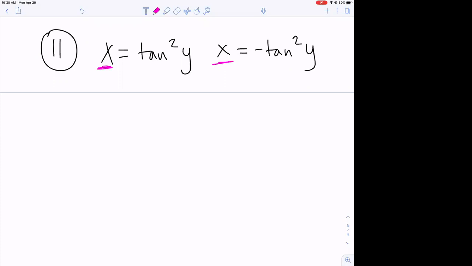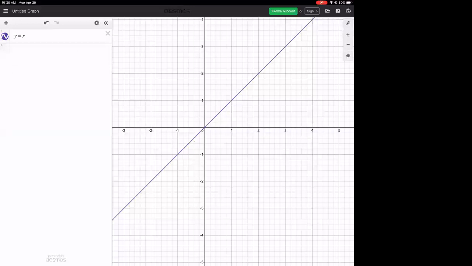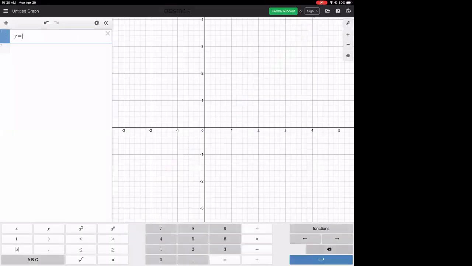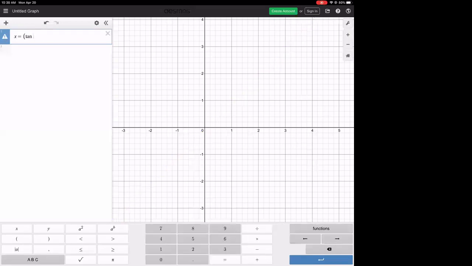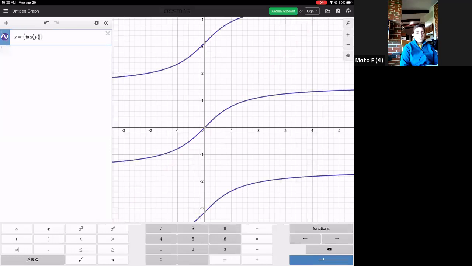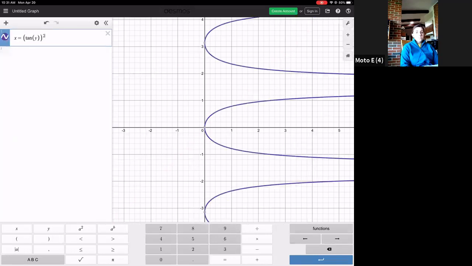That's a difficult thing to take in. My guess is actually that they did, because it wouldn't make sense to go otherwise. But I'm actually curious what these look like. What does it look like for x to equal tan of y squared? Whoa.